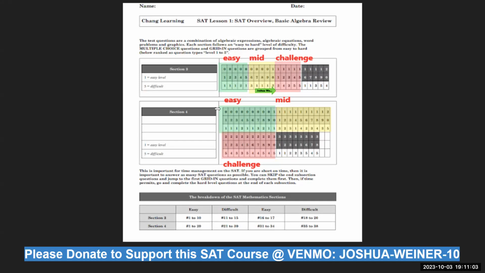Similarly, in section 4, where there are 30 multiple choice questions, the first 20 are easy to mid-level questions with a few exceptions, but the most difficult block of questions are questions 21 to 30.